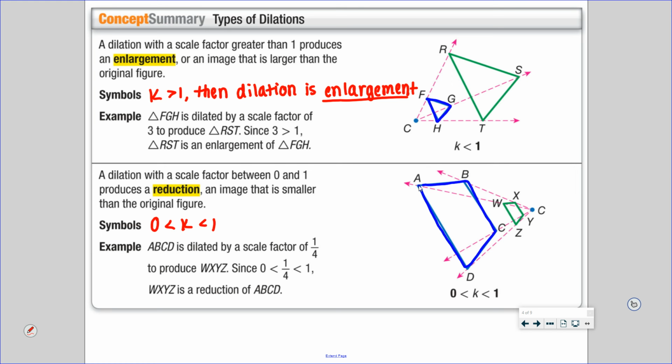You have a question? Is that supposed to say k is greater? Yeah, I noticed that. I don't know why. I saw it from the textbook. That's supposed to say greater than 1. Thank you. Then the dilation is a reduction.